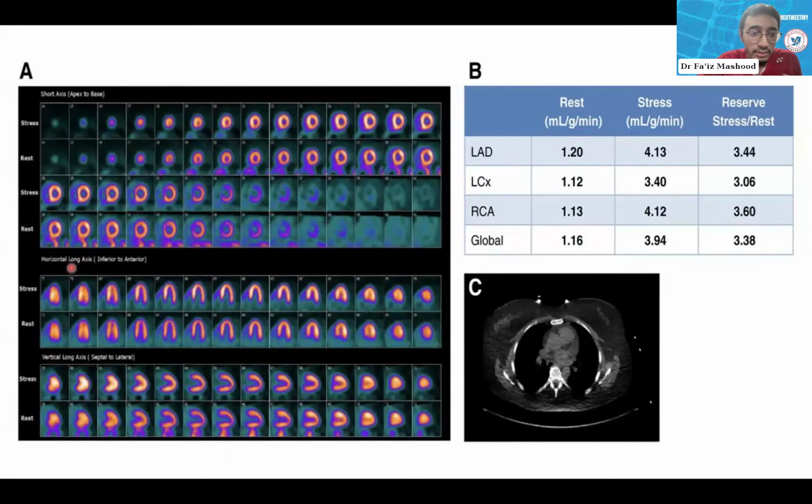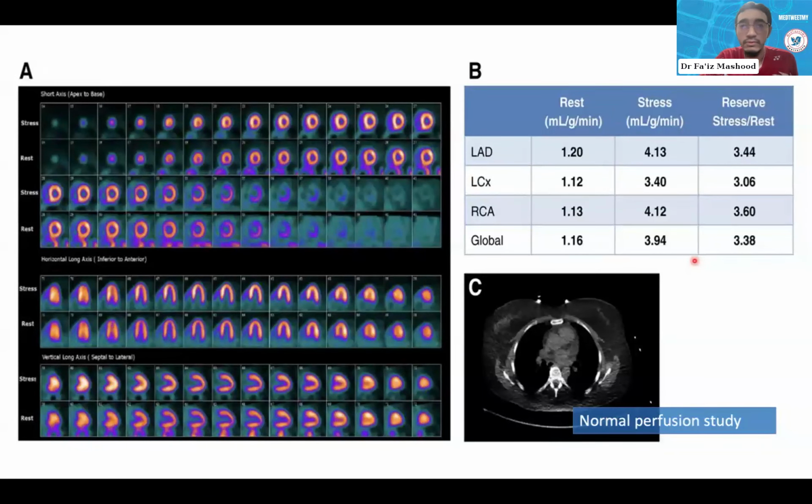Then we go to the horizontal long axis, we compare both rest and stress, and it looks like normal uptake to me as well, in all of the images. And then we go with the vertical long axis, from septal to lateral wall, and it looks like normal uptake. But in the PET scan, there's an additional quantitative assessment. You can see the MBFR for LAD is way beyond normal, 3.4, CIRC 3.0, RCA 3.6, and the average is 3.3. So we can safely say that this is a normal perfusion study.